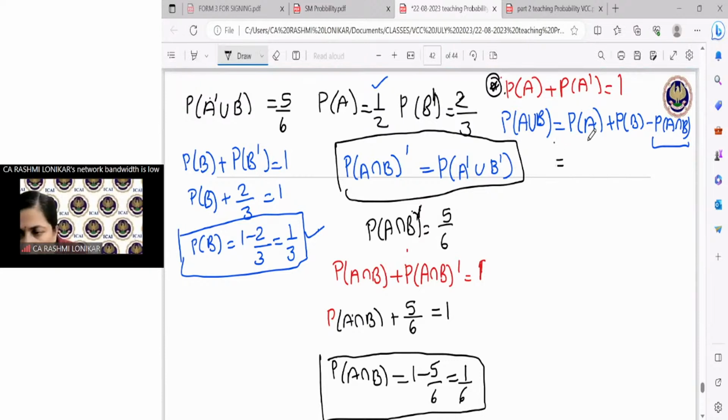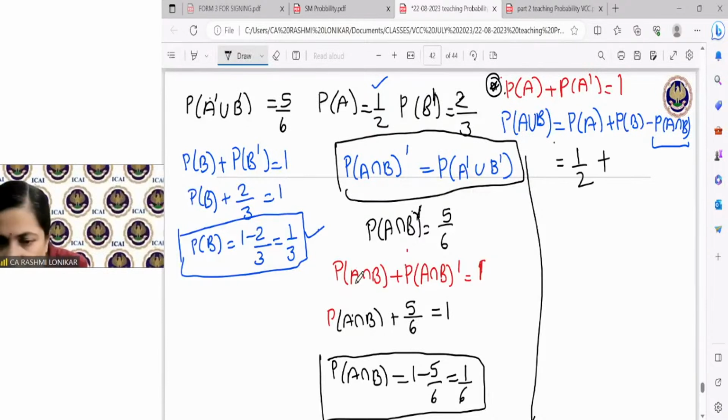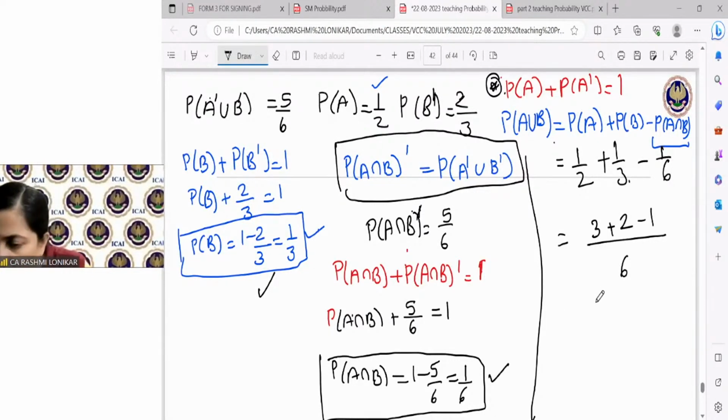How much is P of A? P of A is 1 half. How much is P of B? I will take it from here. It is 1 by 3. How much is P of A intersection B? 1 by 6. So LCM of 2, 3, 6 is 6. So this is going to be 3 plus 2 minus 1, which is equal to 4 by 6. Again, I can simplify this. This is going to be 2 and this is going to be 3. So P of A union B is going to be 2 by 3.